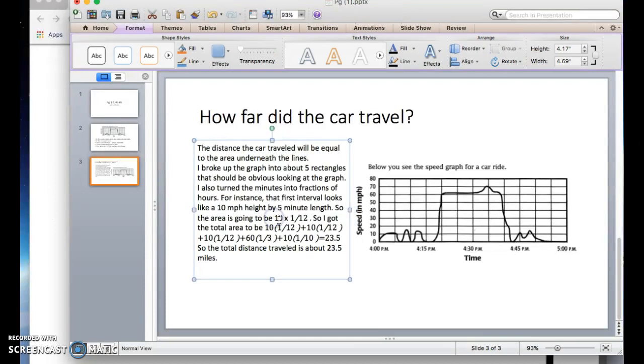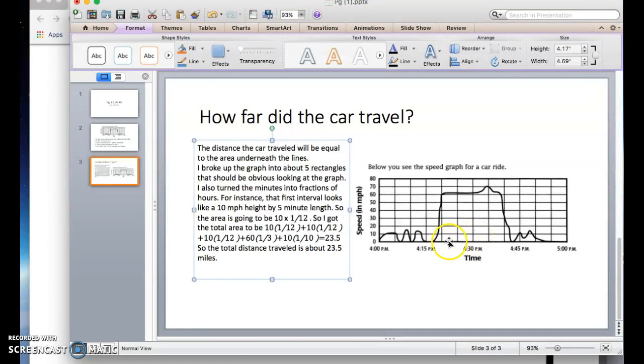Why is it not letting me grab the text box? Okay, it is about 10 by 1/12, which is what 5 minutes is in an hour. So we got the total area to be, this still got 10 by 1/12. These were both, I just assumed to be about 10 by 1/12. Not too exact, but I'm not really looking for exact. I'm just looking for an approximation.